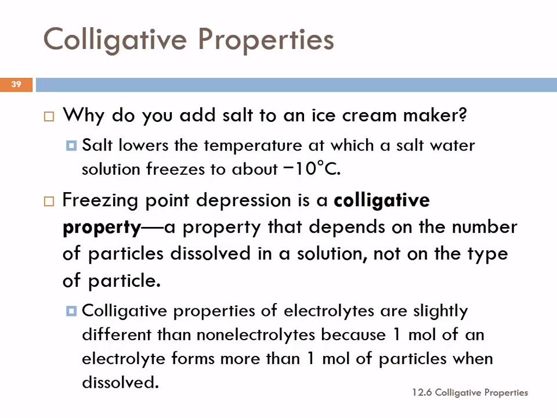Colligative properties of electrolytes are going to be slightly different than non-electrolytes, because electrolytes separate into multiple particles. So 1 mole of an electrolyte, like sodium chloride, is going to make 2 moles of particles. 1 mole of calcium chloride is going to make 3 moles of particles, because it separates into calcium and 2 chloride ions. Whereas if you have something like sugar, which dissolves in water just fine, 1 mole of sugar makes 1 mole of particles.